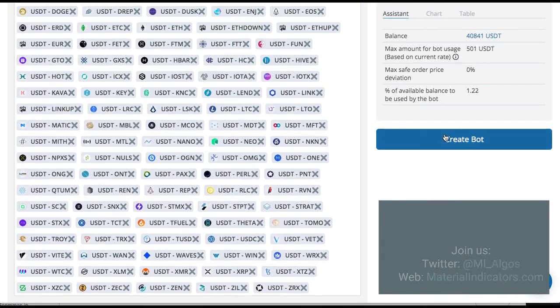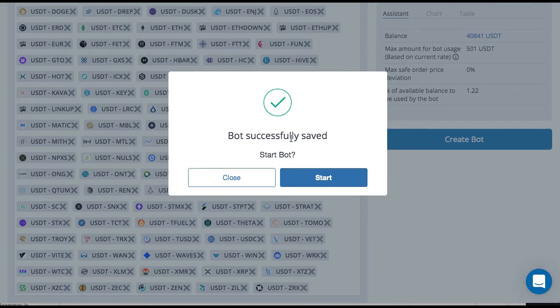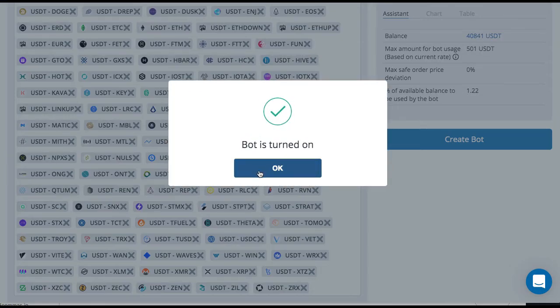So we've set up this bot. We're going to do create bot, and the bot will be created. Then the system will ask you, do you want to start the bot? Are you ready for signals to start coming in and trading on this bot? If you are, then say start. If not, click close, and you can go back and make more edits, or you can add other bots that you want to get set up before you start trading. I chose to turn the bot on, so the bot's now turned on.